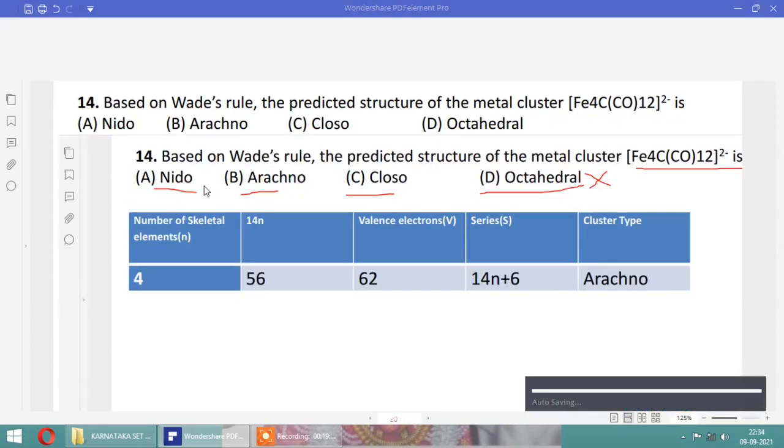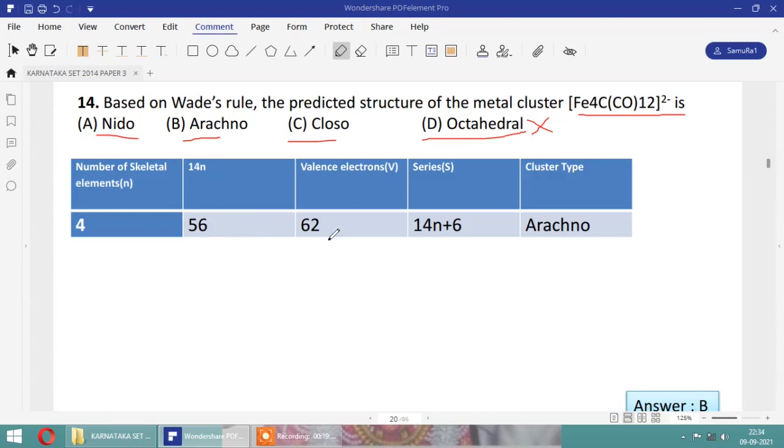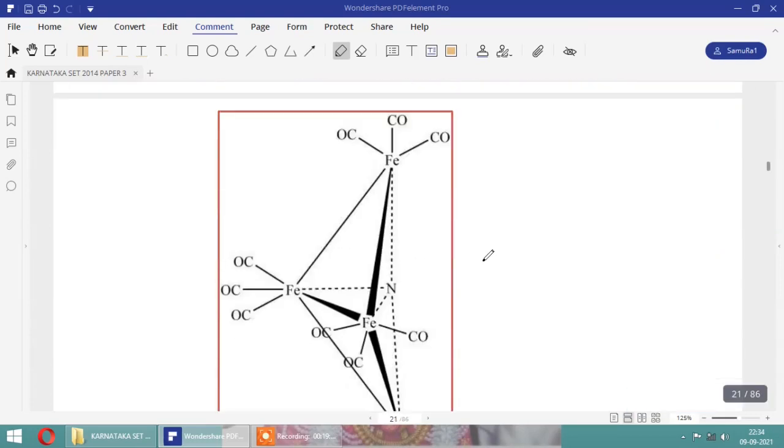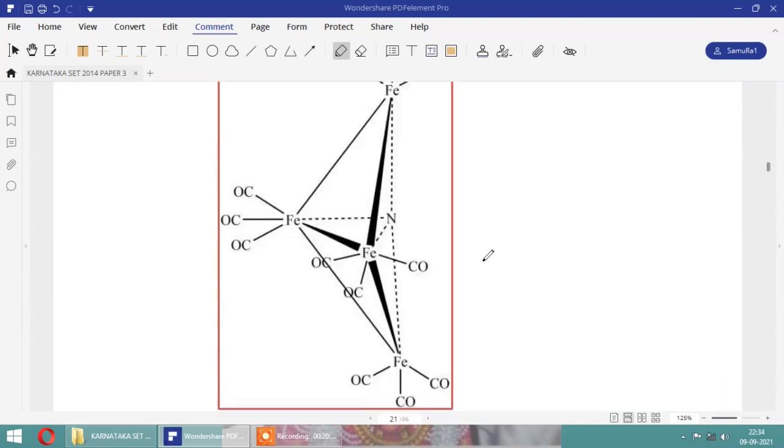Now the number of skeletal elements gives 14n, which is 56. The valence electron count is 62. Now it is in the 14n plus 6 format. 14n plus 6 means it is an arachno compound. 14n plus 2 means it is closo. 14n plus 4 means it is nido. 14n plus 6 means it is arachno. Just remember this one. And this is the structure. I have given the structure of this compound.